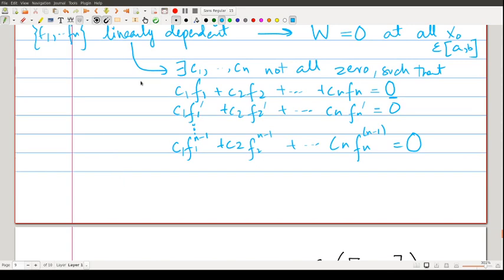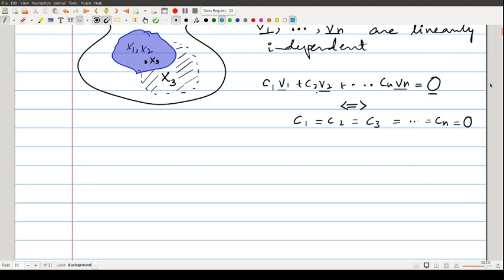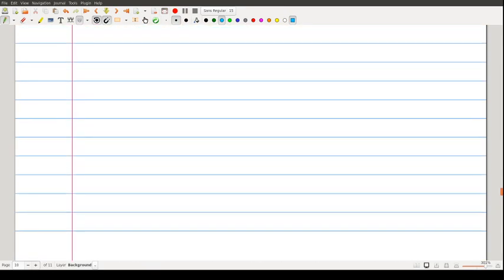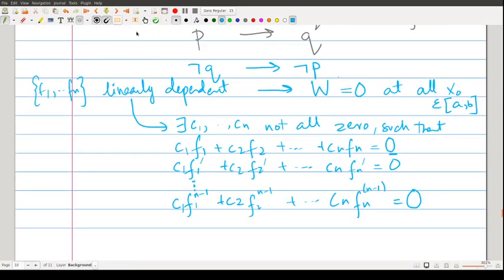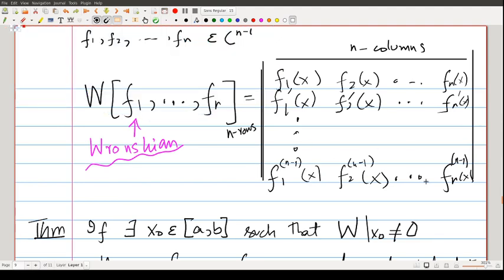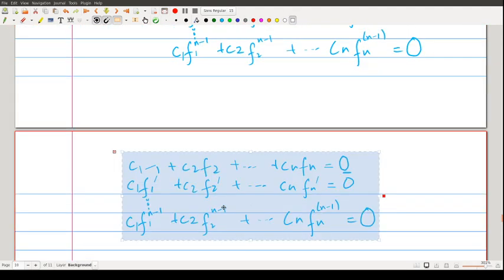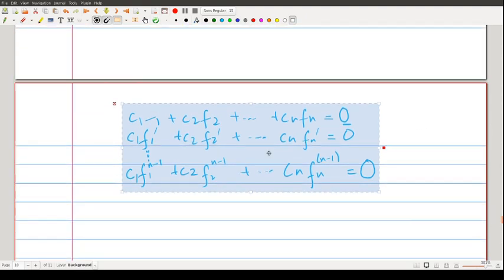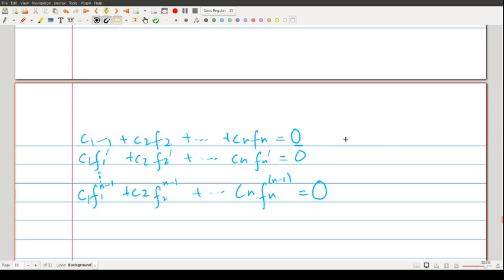So let me just copy this system. I have this system which has a non-zero solution, right? So this system has a solution for some C1, C2, Cn not all 0.